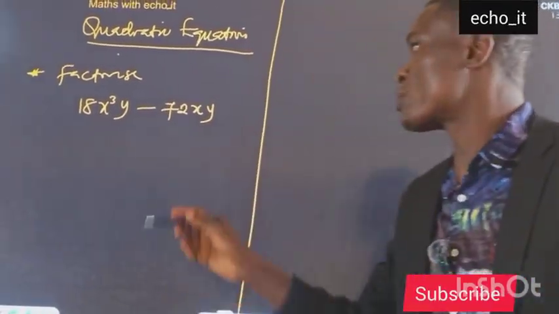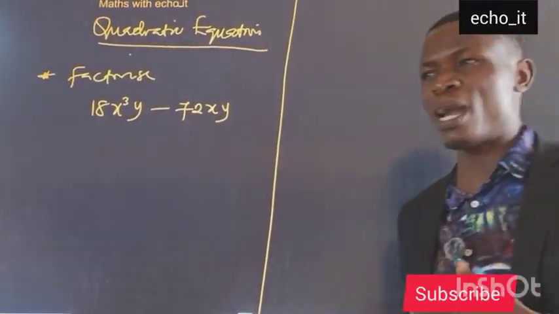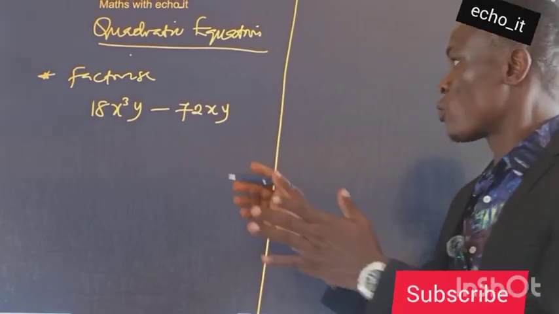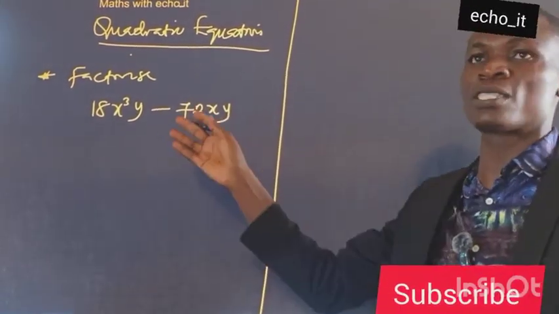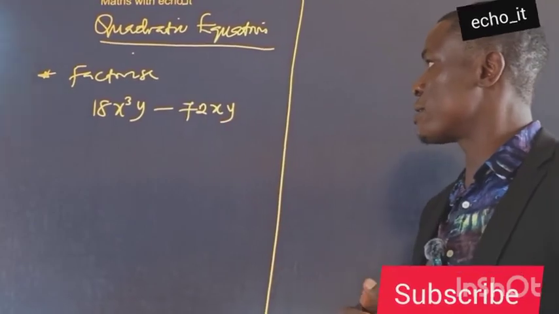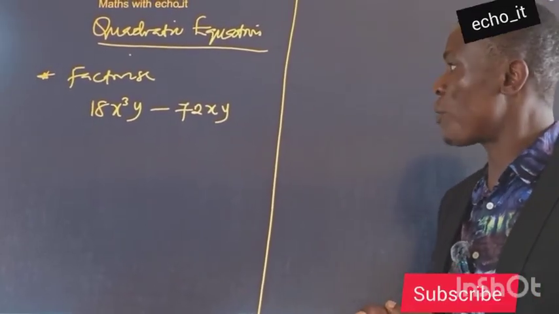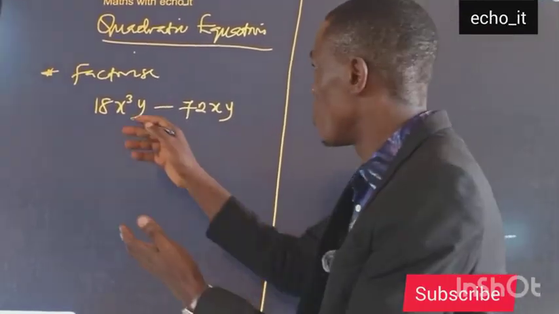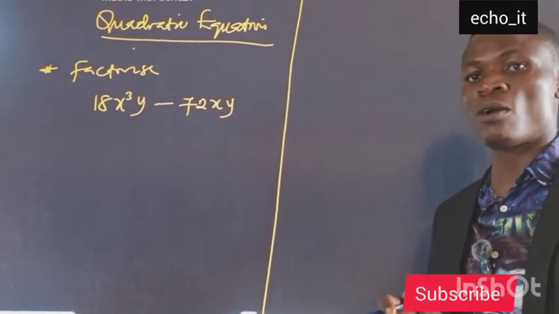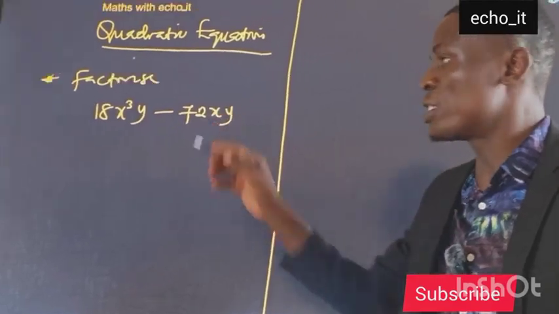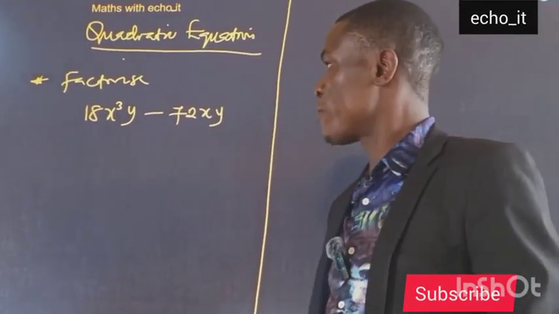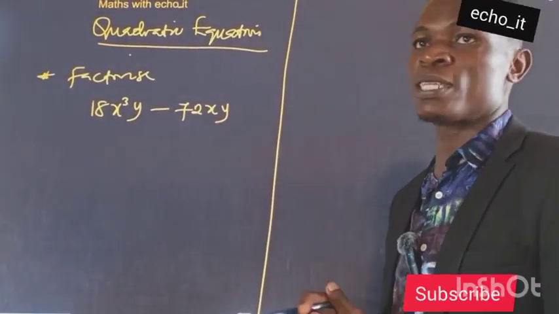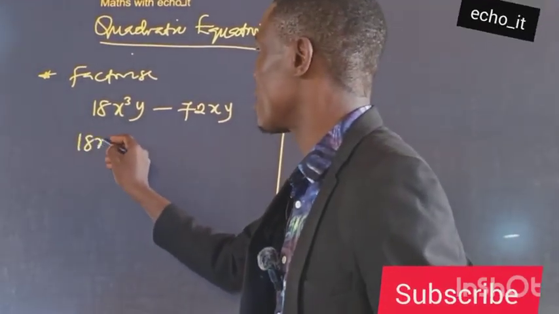Anytime you have two terms, like you can see we have two terms, your mind should think of difference of two squares. But it's not clear enough here that we can find a difference of two squares. So how are we going to get it? If you look at this clearly, we can find the highest common factor. The highest common factor between these two terms is what? 18 is in 72, and xy is in both. So we can factor out 18xy.